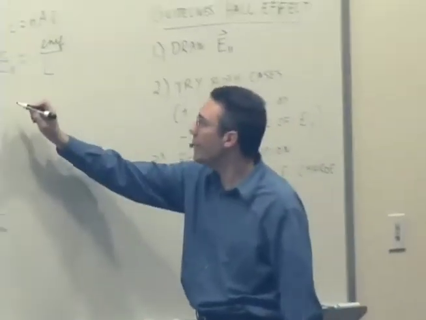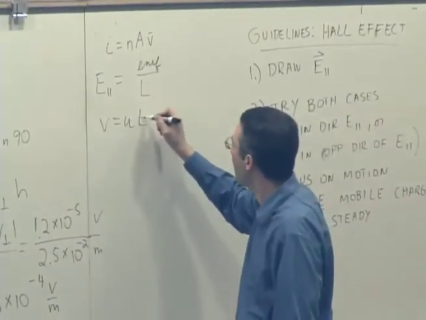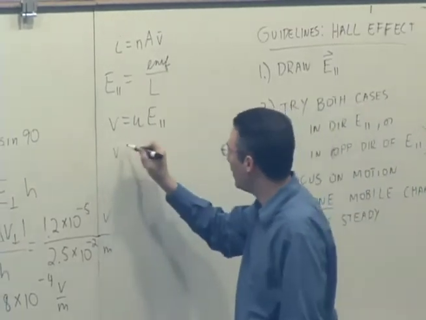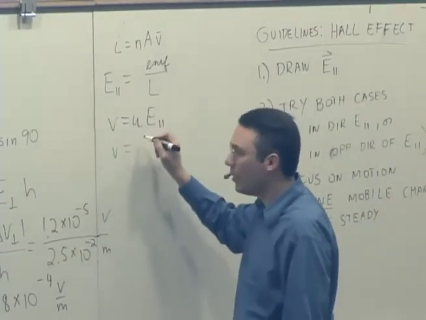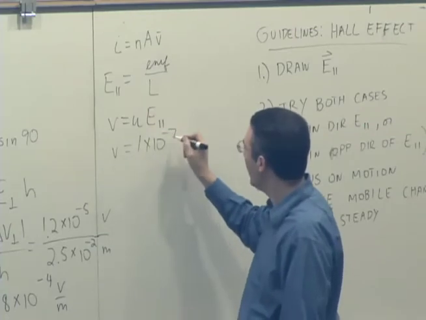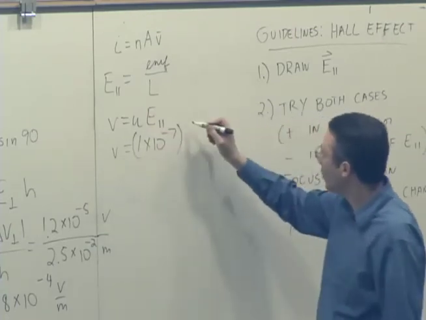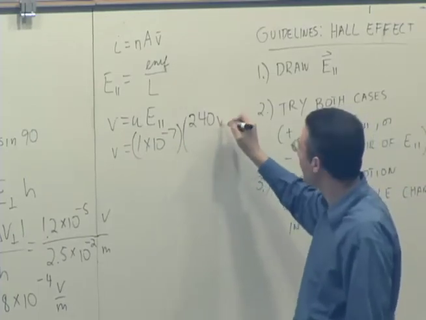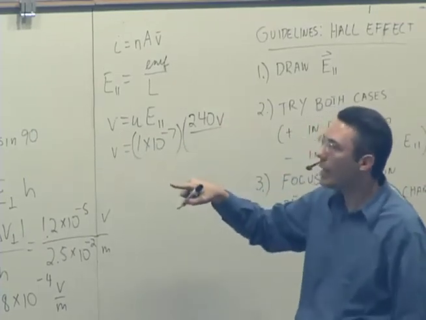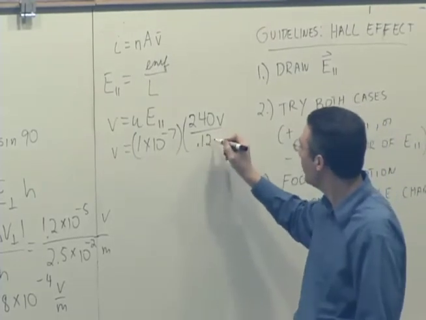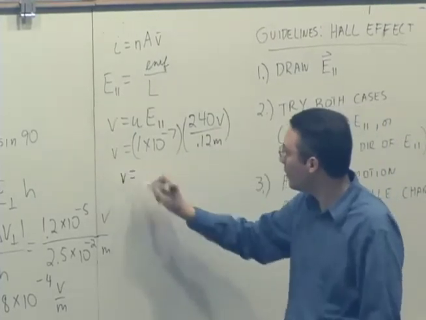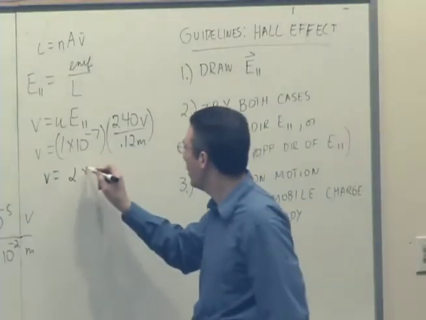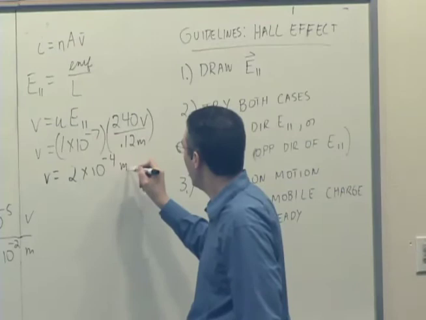V equals mu E. So now we can figure out the drift speed, right? We can say that V is equal to the mobility, which is 1 times 10 to the minus 7, times the electric field, which is going to be the EMF, 240 volts, divided by the length of 12 centimeters, so that's 0.12 meters. So what do we get for the drift speed? Calculate it. 2 times 10 to the negative 4 meters per second.